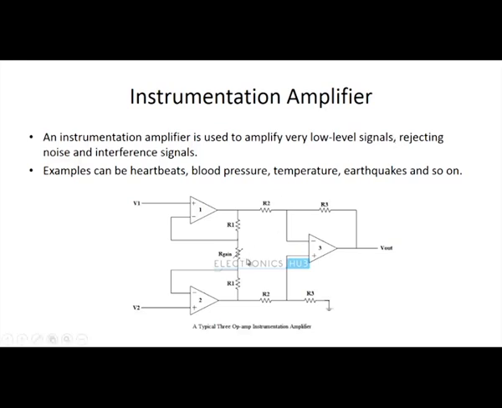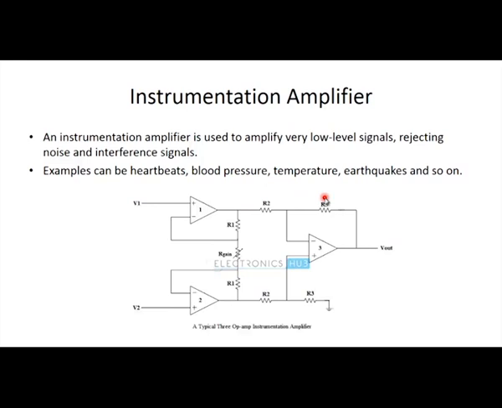The circuit given here shows how the instrumentation amplifier amplifies very low level voltages. Here the input voltages V1 and V2 are given to the positive terminals of voltage follower circuits. Why are we using voltage follower circuits as op amp 1 and 2? To have a high input impedance and low output impedance. So, this is acting as a buffer in the instrumentation amplifier circuit.